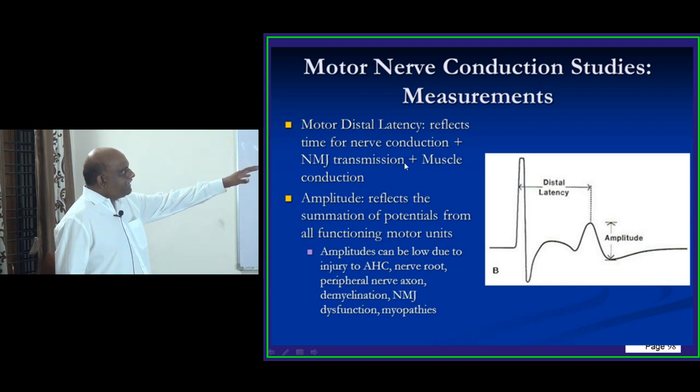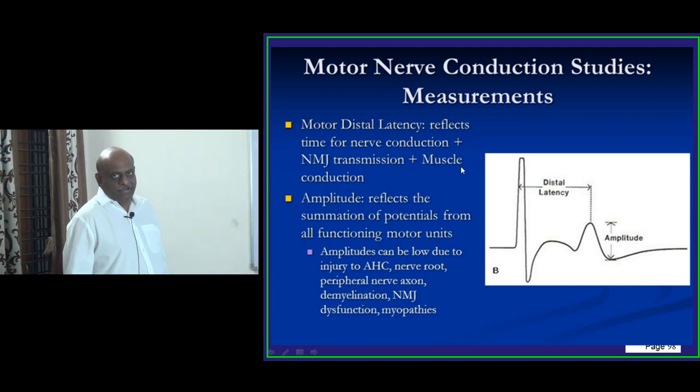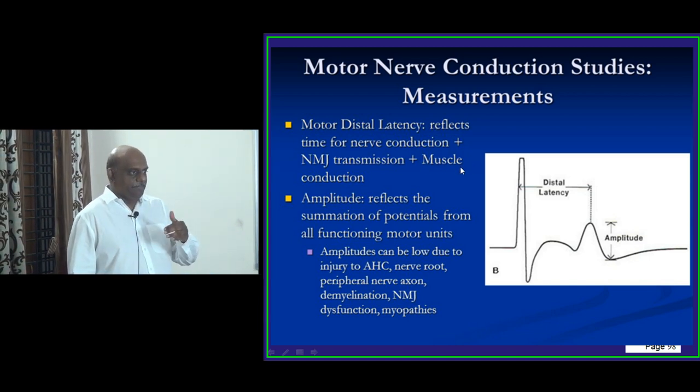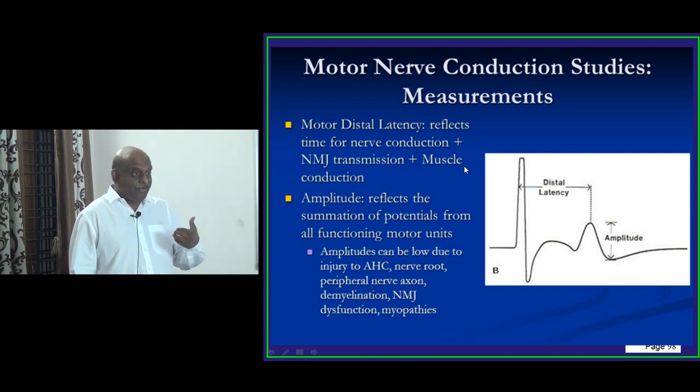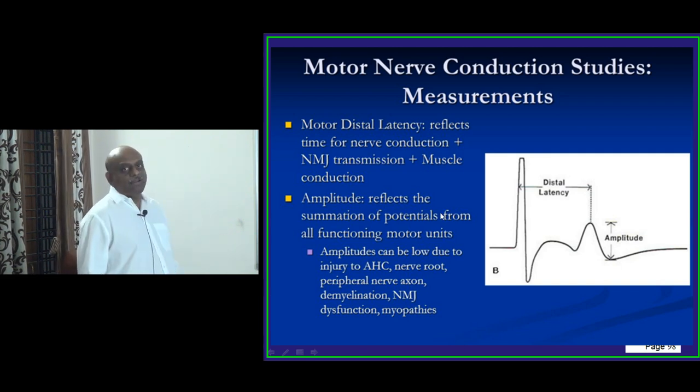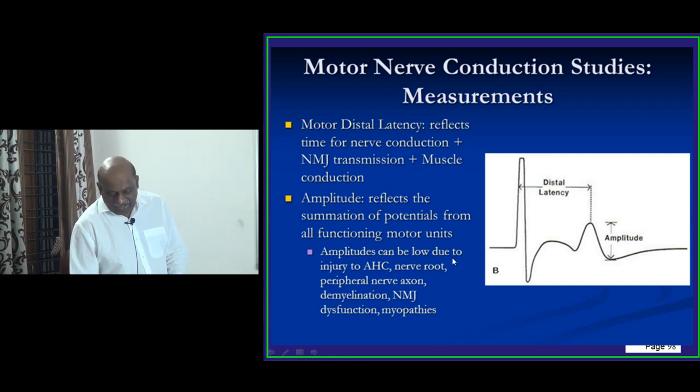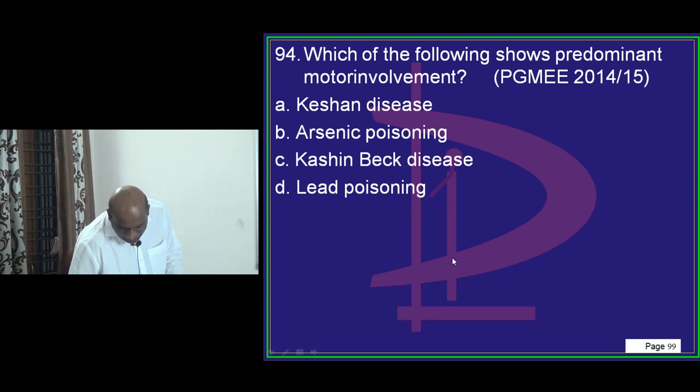So latency reflects the conduction and myelin function. Demyelination will delay the latency and decrease the conduction. Amplitude reflects the axonal pathology, is what you have to basically remember.